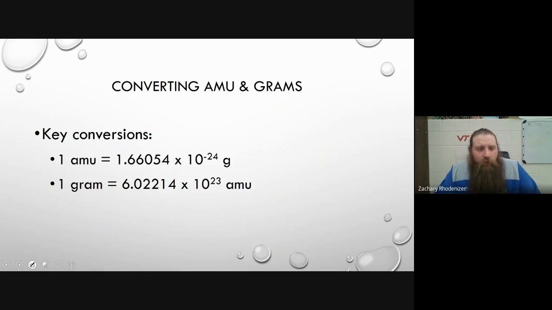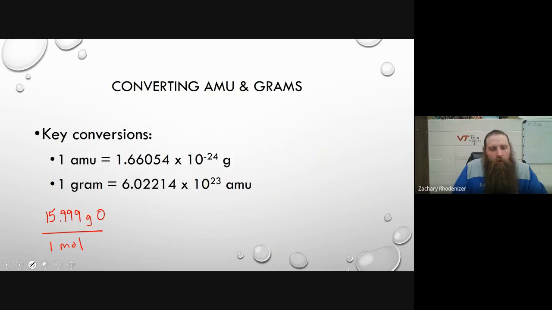Now, you can convert back and forth between grams and AMUs. When you did average atomic mass, I told you the answer is in AMUs, but we just convert that over into grams per mole. The reason for that is a simplicity thing, all right? If you look at oxygen, for example, we have 15.999 grams of oxygen in a mole. Well, we could convert that over to AMU.